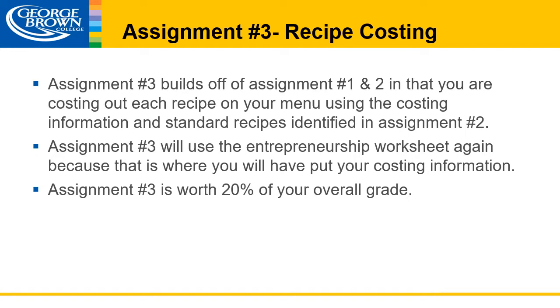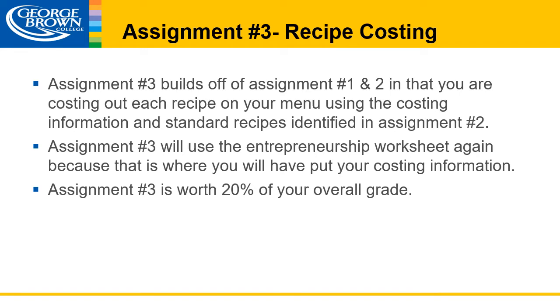So assignment number 3 is very simply recipe costings. As you can imagine, this is the assignment where you cost out each of the recipes that's on your menu. This assignment builds off of assignment number 1 and 2, in that you are costing out the recipes on your menu, and you're using the costing information and the standard recipes identified in assignment number 2. Assignment number 3 will use the entrepreneurship worksheet again, because this is where all your costing information lives. And I'm going to show you how you can use Excel to make this recipe costing a lot easier than maybe what you've done in the past.